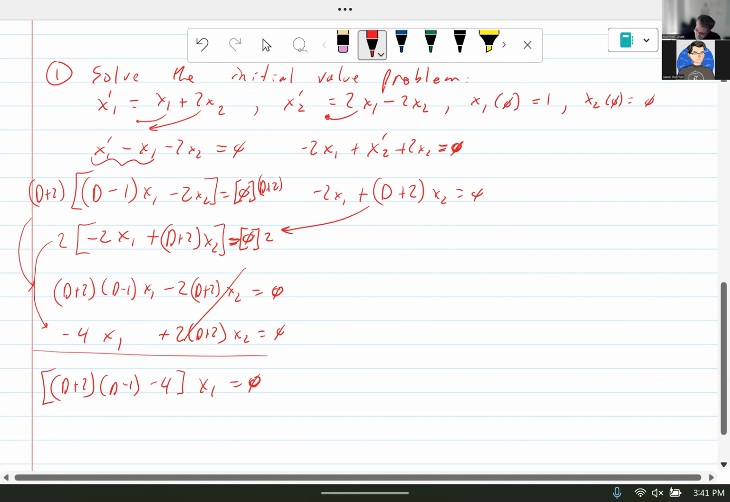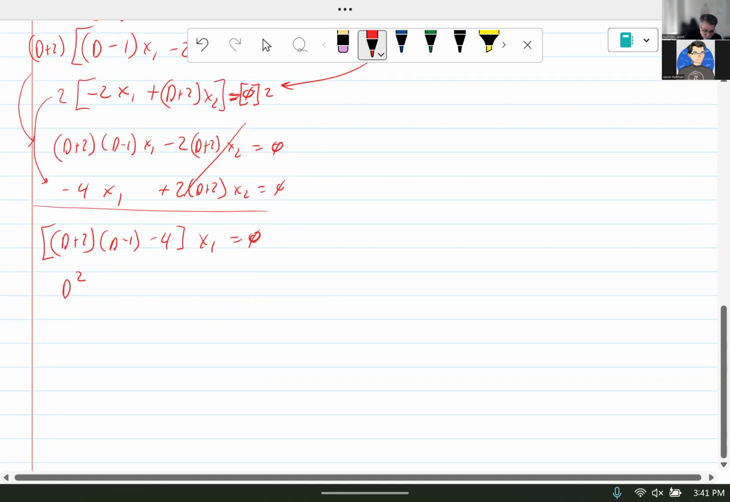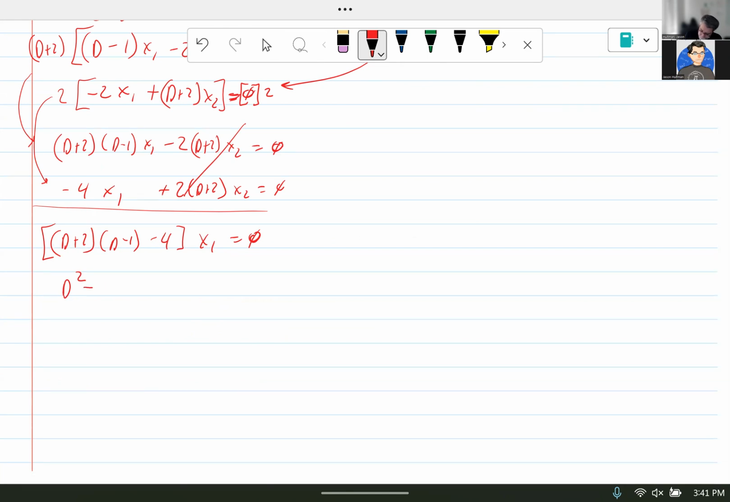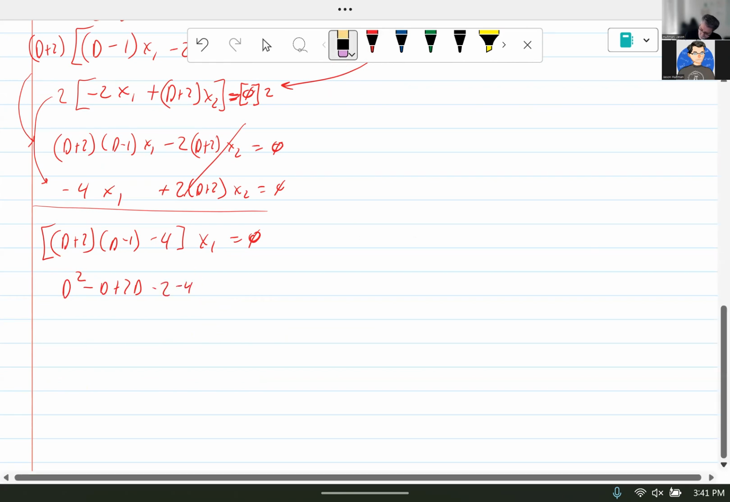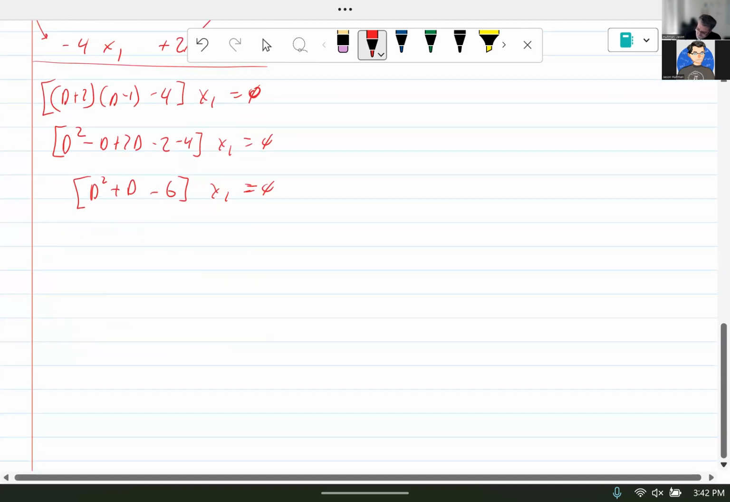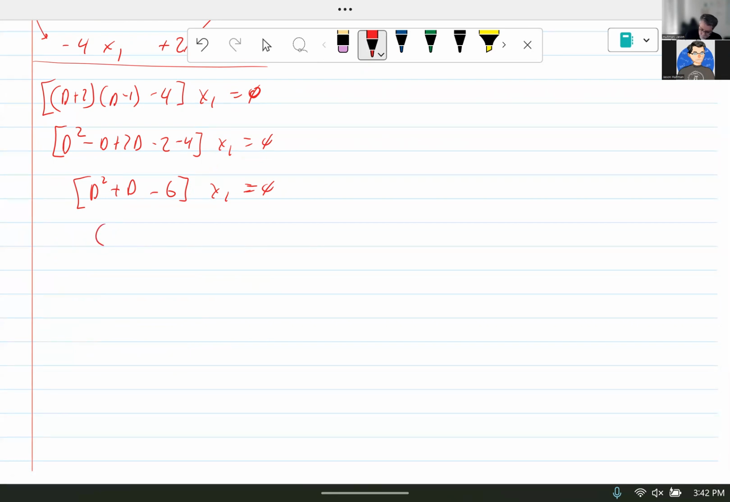Okay, so let me multiply this out. This is going to become d squared minus d plus 2d minus 2 minus 4 times x1 is equal to 0. This becomes d squared plus d minus 6 times x1 is equal to 0. Okay, now I'm going to factor this. So it factors into (d plus 3)(d minus 2) x1 equals 0.